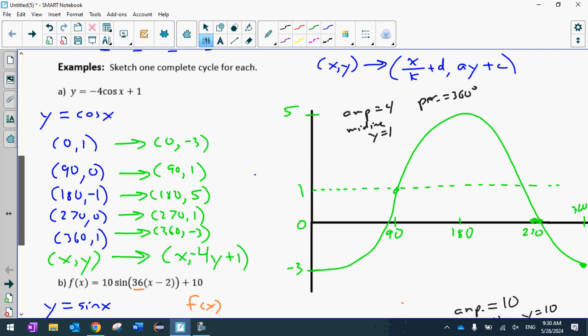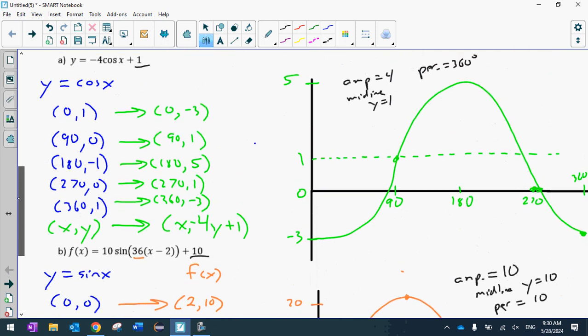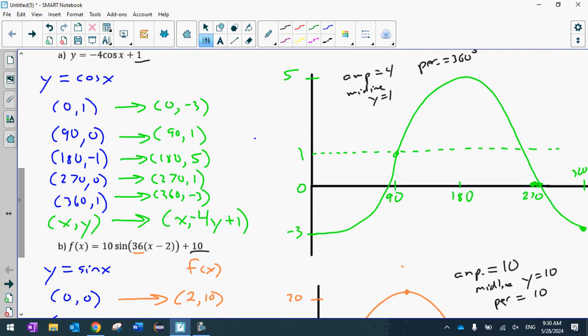Yeah. The midline's a C value, because the only thing that can change the midline is when you shift up and down. So sure enough, here's our midline. And in this one, here's our midline. Okay, what else?